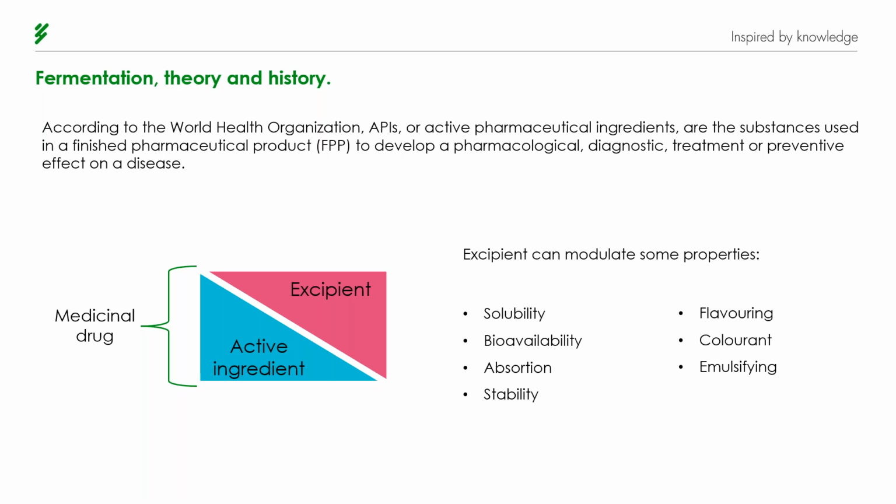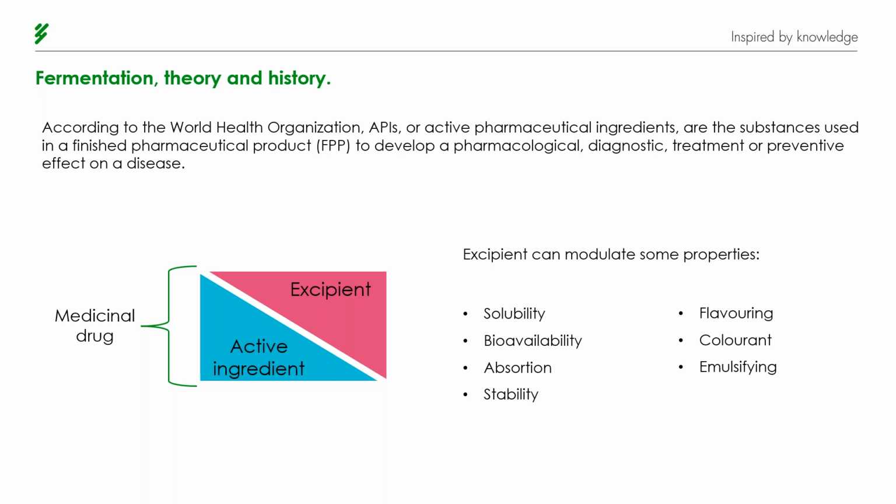According to the World Health Organization, an API, or active pharmaceutical ingredient, is the substance used in a finished pharmaceutical product to develop a pharmacological, diagnostic, treatment, or preventive effect over a disease. The APIs are the active compounds of a medication, those with the therapeutic capacity offered by the drug.